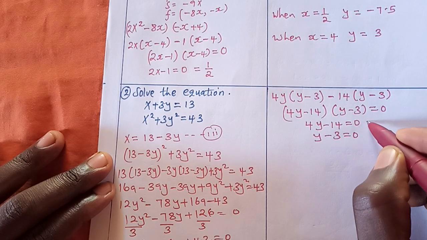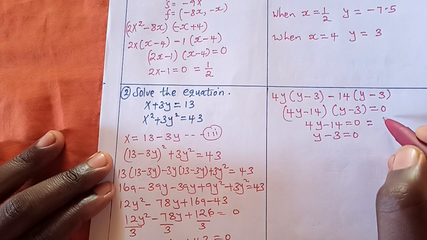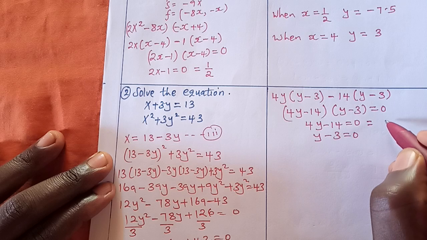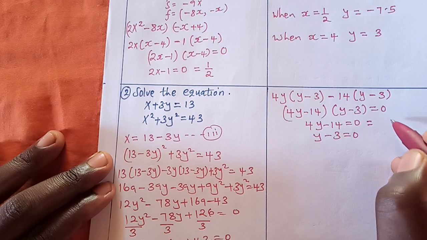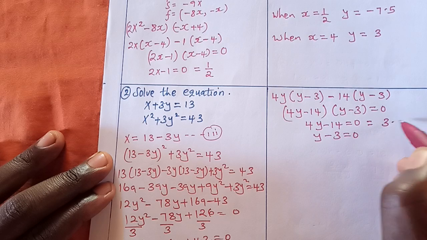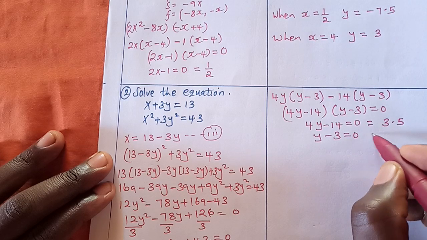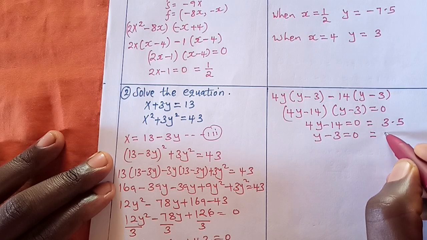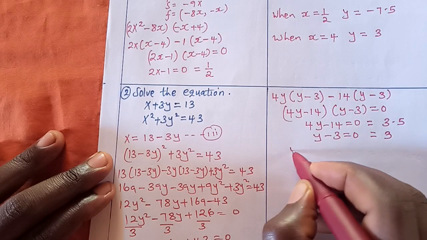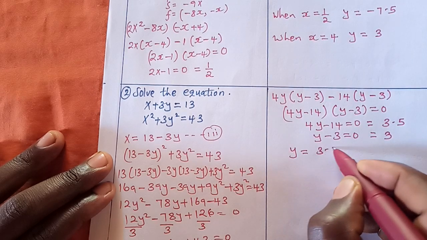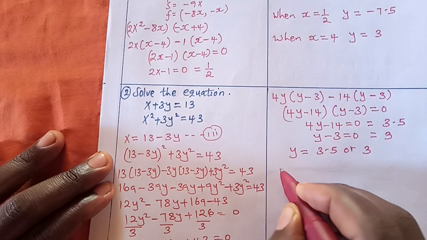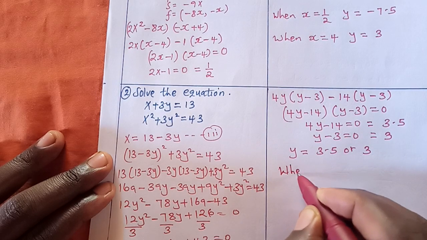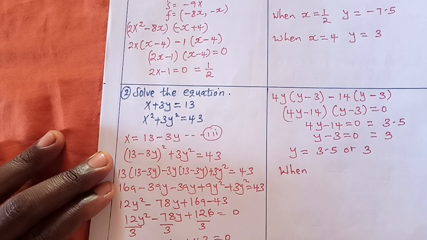So the value for y under the first part is going to be 14 divided by 4, which is the same as 7 divided by 2, so 3.5. Under the second part, we are going to have y as 3. So y is equal to 3.5, or 3. Let us work out the values of x.